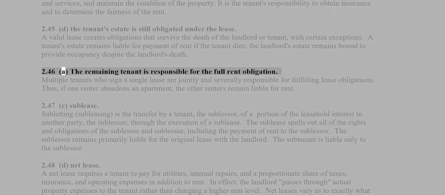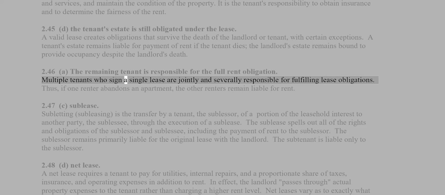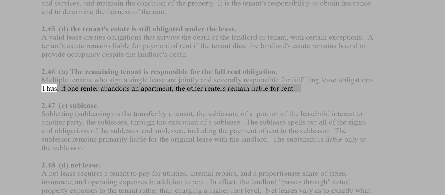2.46 a. The remaining tenant is responsible for the full rent obligation. Multiple tenants who sign a single lease are jointly and severally responsible for fulfilling lease obligations. Thus, if one renter abandons an apartment, the other renters remain liable for rent.